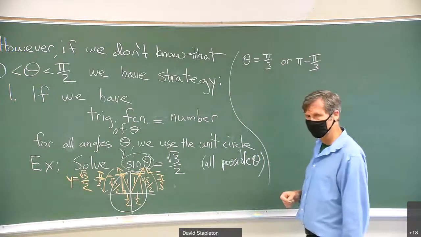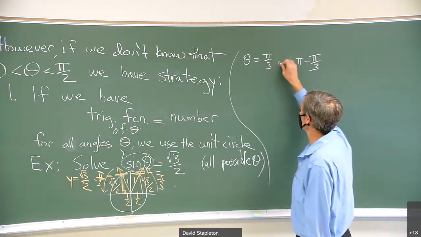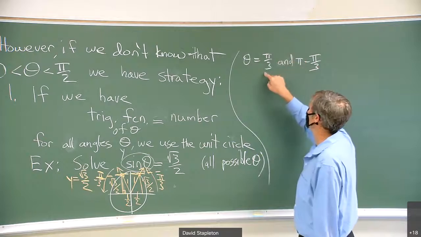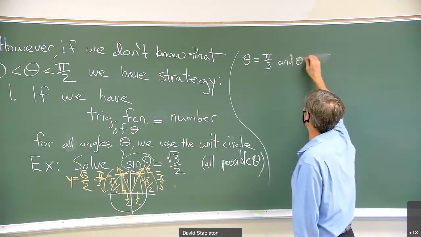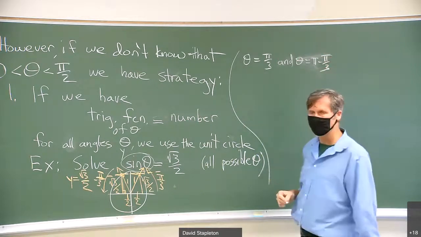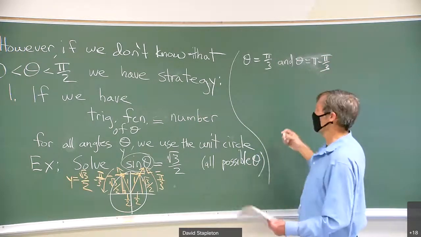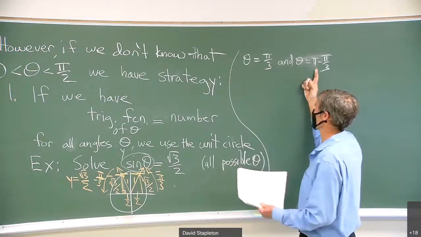I want to point out something that's a mistake on the test almost every time I get to the next test. Somebody will write this. What's wrong with this answer? Theta equals pi/3 and theta equals pi minus pi/3. It's a mathematical faux pas. Everybody knows you mean these are both solutions. This is a solution and this is a solution.